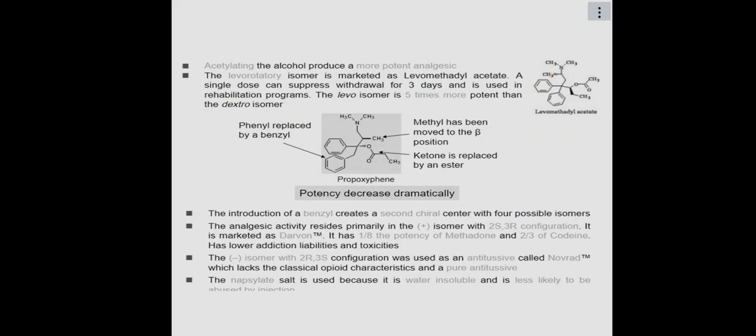Again, if you look at this drug, how are we getting the levo and dextro isomers? Of course, this is a chiral center there. Also, this is a chiral center there.